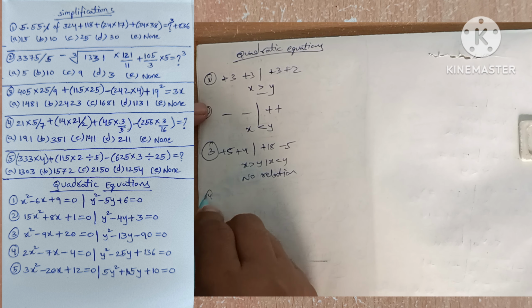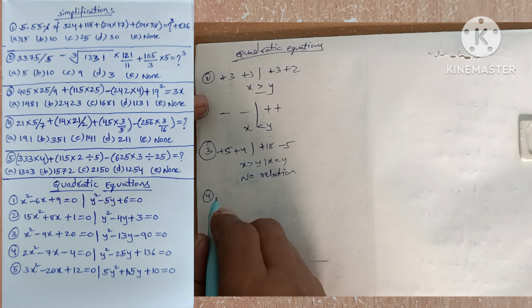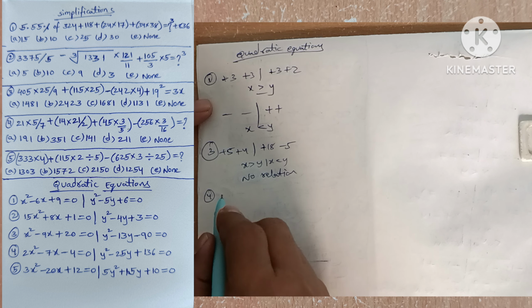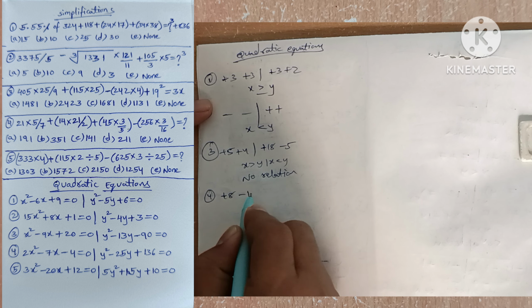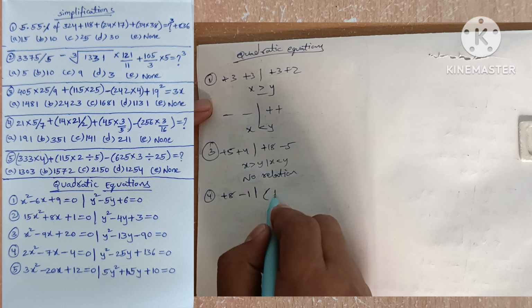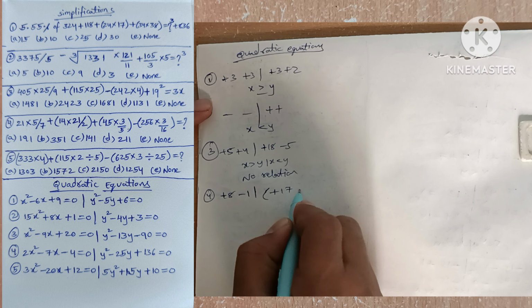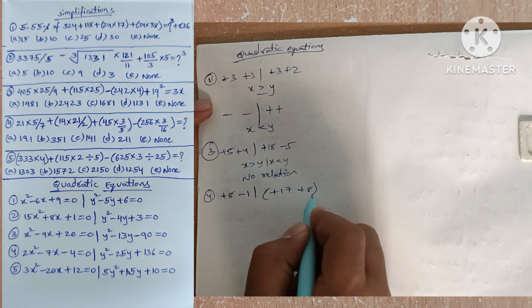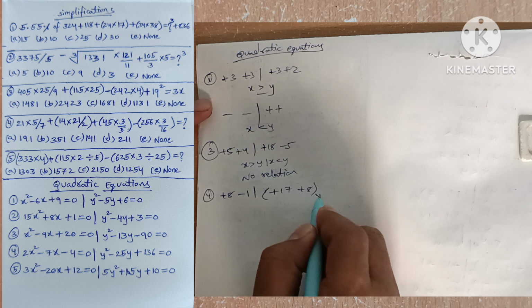Fourth one, 2x square minus 7x minus 4 equals to 0. Here the roots are positive 8 and minus 1. Y square minus 25y plus 136 equals to 0. Here the roots are plus 17 plus 8. To make the base equal, we multiply this with 2. This is 34 plus 16. By comparing these two, x is lesser than y.